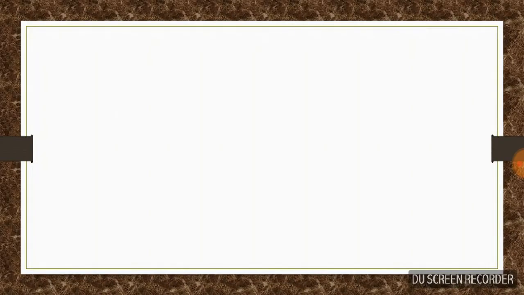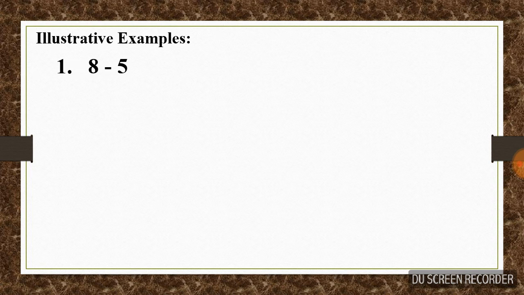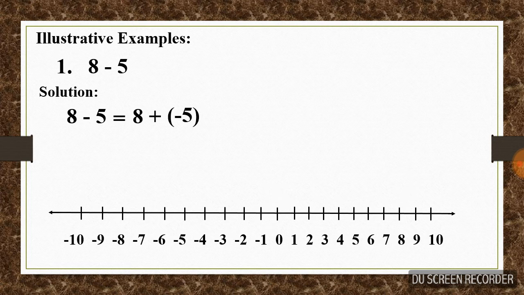Now let's have some illustrative examples. Example number 1, 8 minus 5. By applying the general rule in subtracting integers, let's change the sign of the subtrahend to its opposite and proceed to addition. Now 8 minus 5 will become 8 plus negative 5. Now we can solve this problem by using number line.